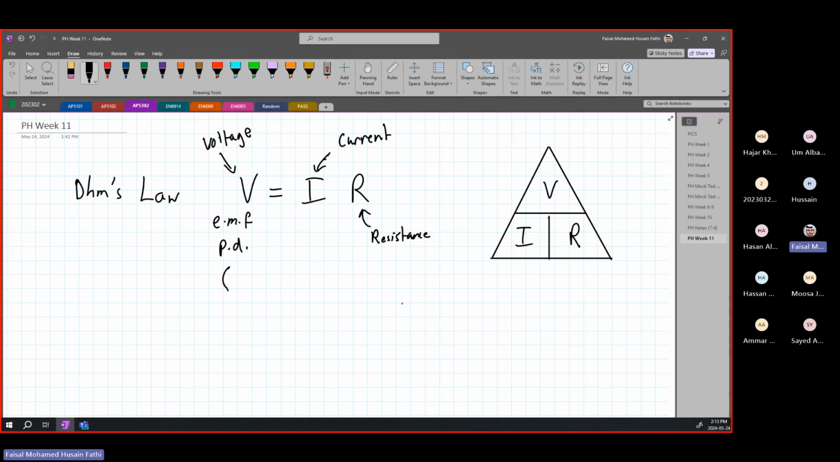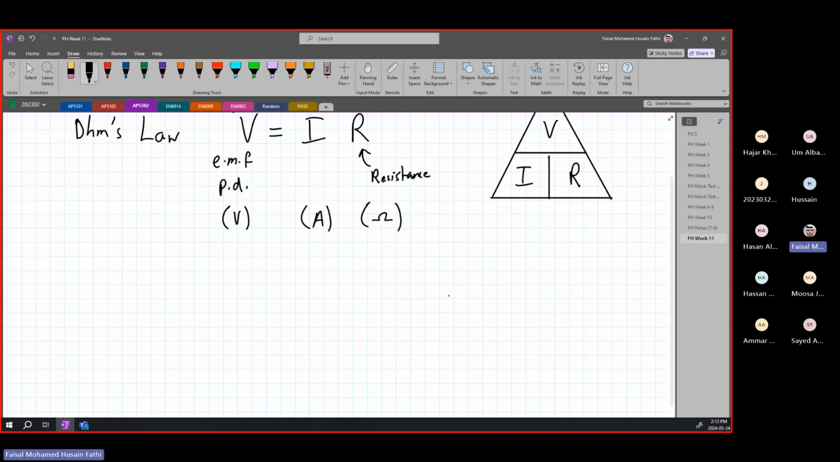Remember that the voltage is going to be in volts, the current is going to be in amperes, the unit, I mean, and the resistance is going to be in ohms, right? Which is given by this symbol. This we covered very thoroughly last time in the last session. You guys can refer to that video if you want to get a quick refresher.